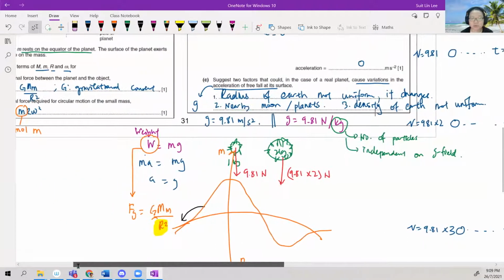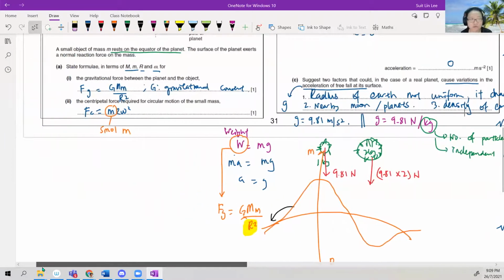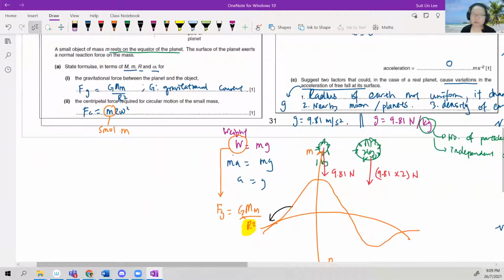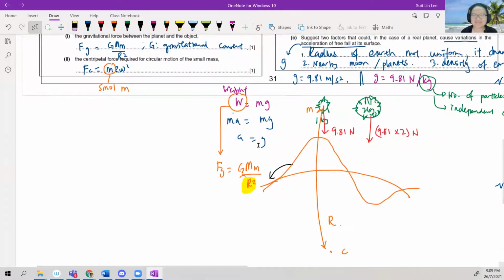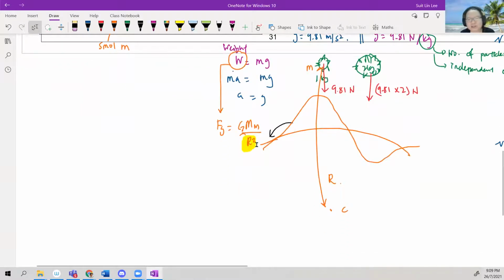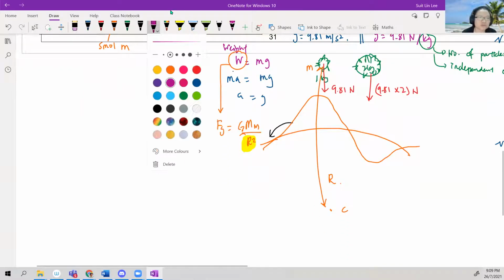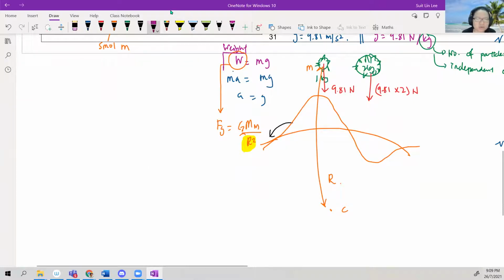But I'm going to now segue into gravitational field. So if you have any questions regarding homework, you can ask after the break. Okay, they are related anyway. So you notice we've been using this equation for a while, right? This one is W equal to mg. We've used it for so long already. And I already explained to you quantitatively.